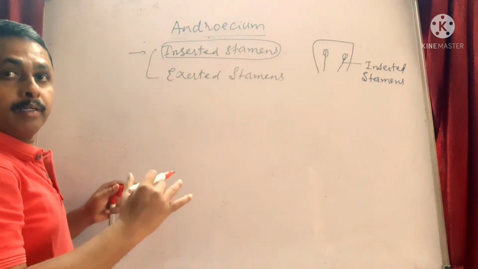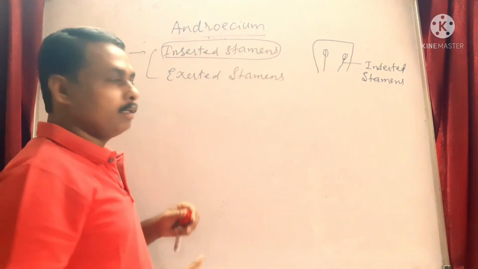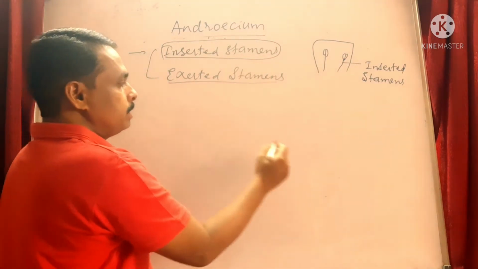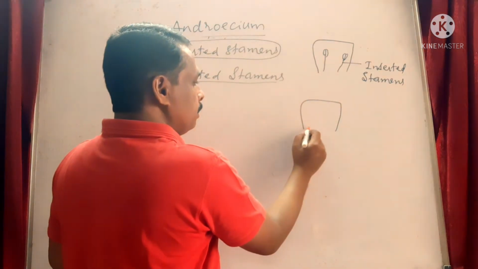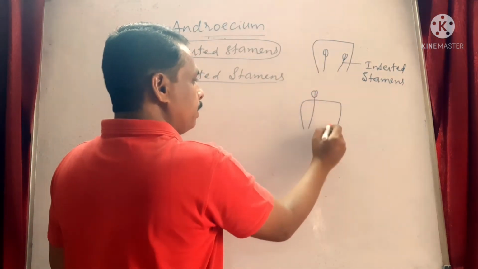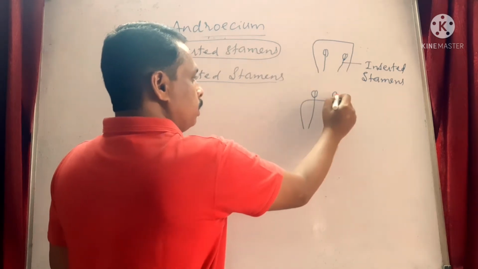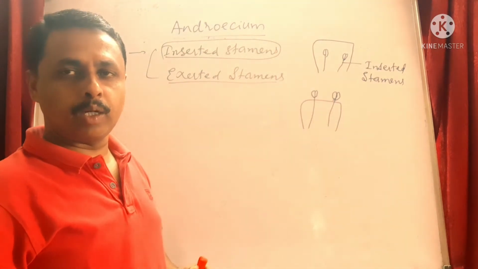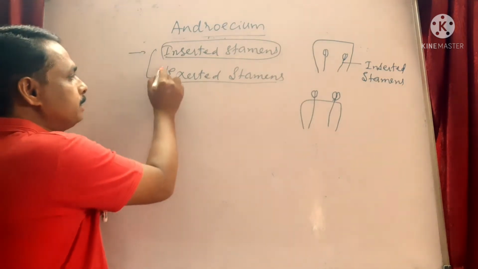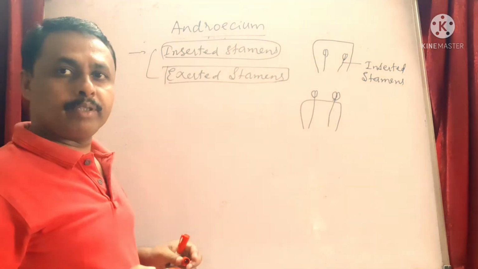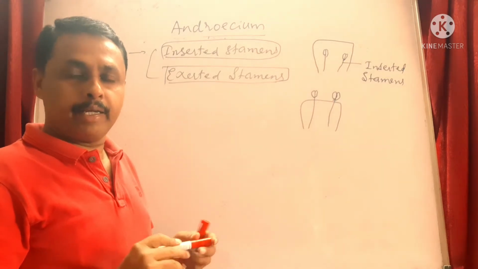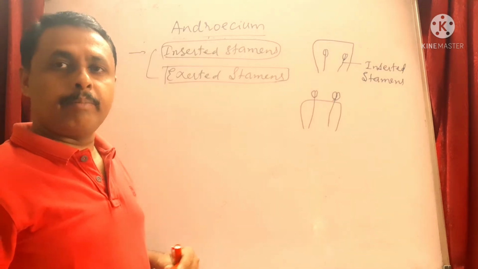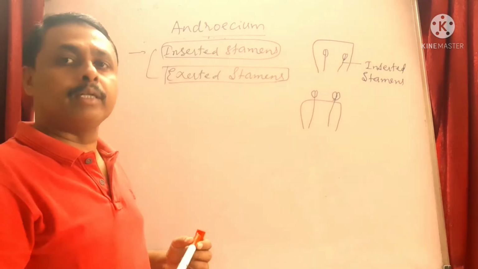If the stamens are beyond the corolla, if the length of the stamens is beyond the corolla, such stamens are called exserted stamens. Look at this. This is the corolla. The stamens are coming out beyond the size of the corolla. That means they are exposed outside the corolla. Such stamens are called exserted stamens. Based on length, we have two types: inserted stamens and exserted stamens. Right. Now let us discuss based on attachment of filament to anther.